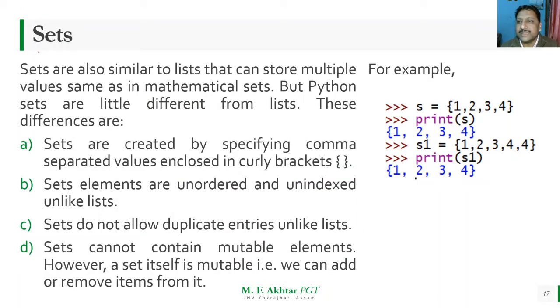Now the next data type available in Python is known as sets. Sets are similar to lists in that they can store multiple values, same as mathematical sets, but Python sets are a little different from lists. These differences are like this. Sets are created by specifying comma separated values enclosed in curly braces. We have to put curly braces, and within these put all the values separated by commas. Then it will become a set.